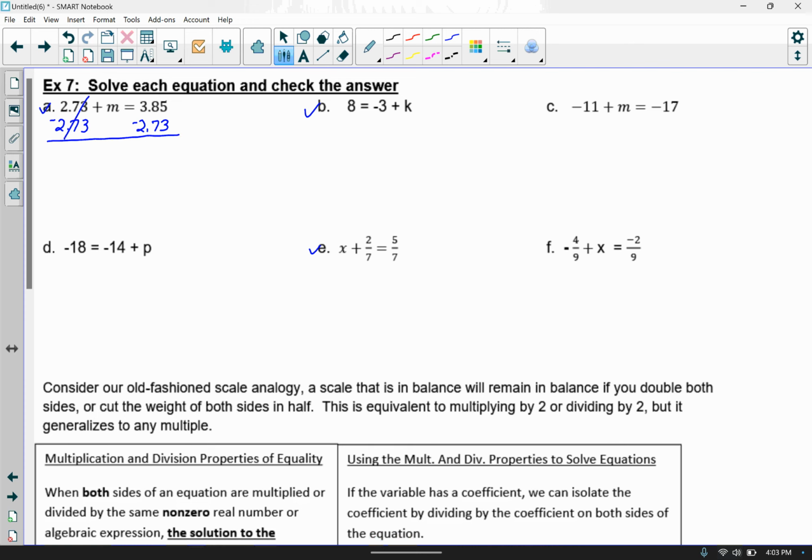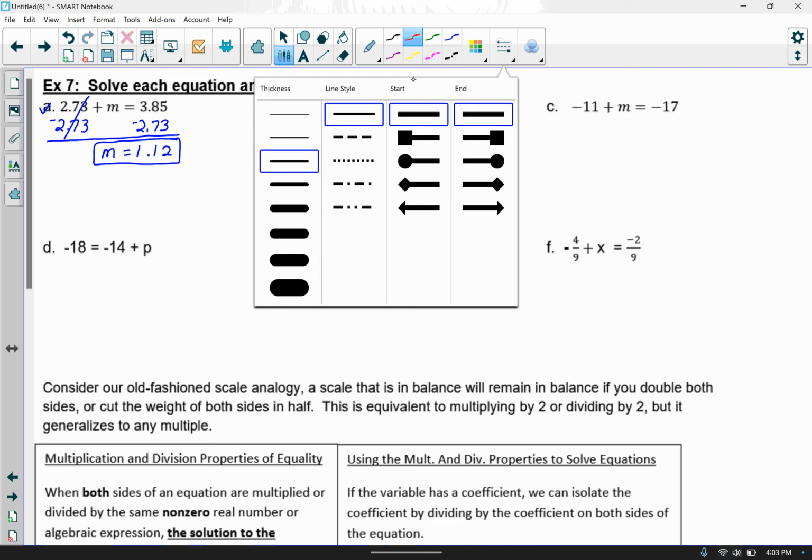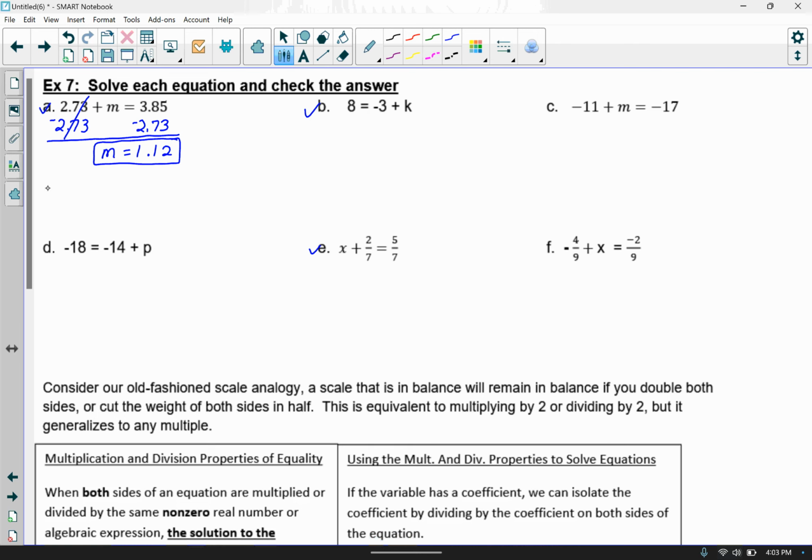That cancels out, just leaves me with the M on the left-hand side. When I do my subtraction over here, I get 1.12. So that would be my final answer. And then, like I said, I would show the check on this first one. So it's just like we did on that last one.